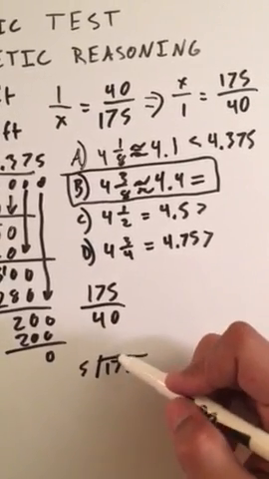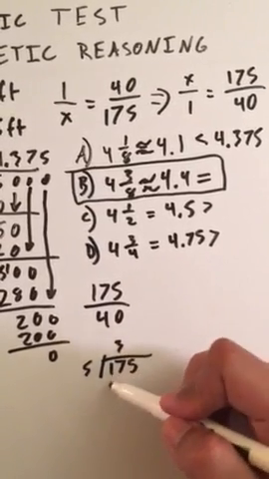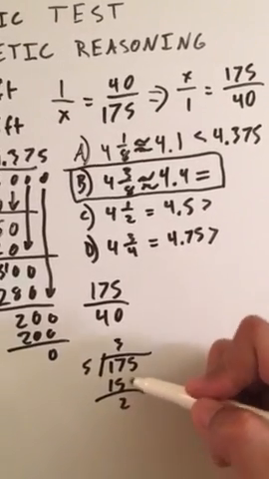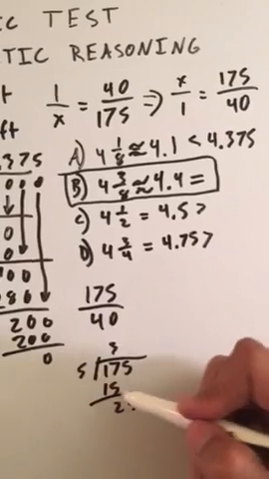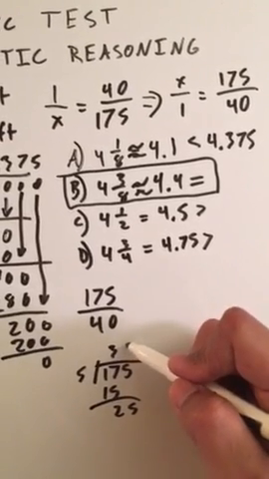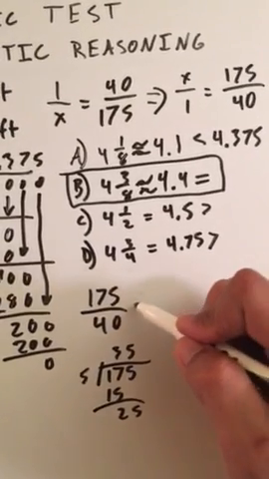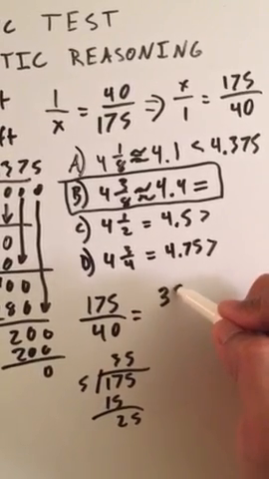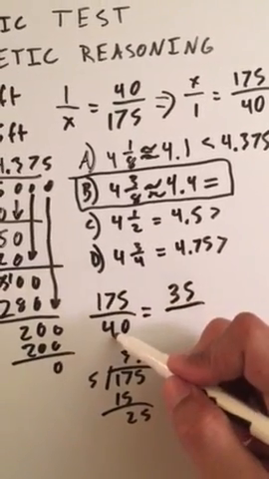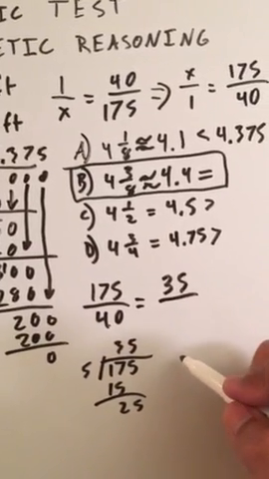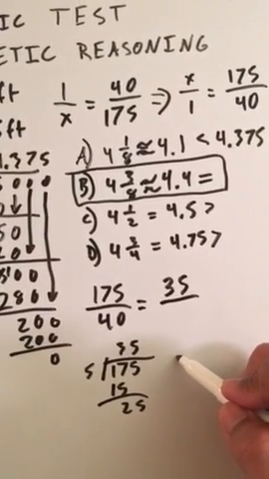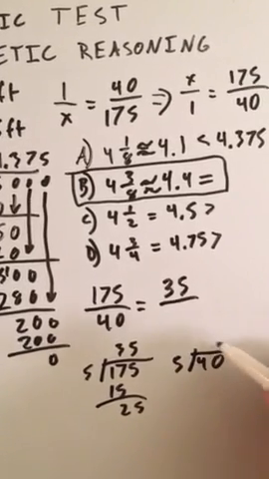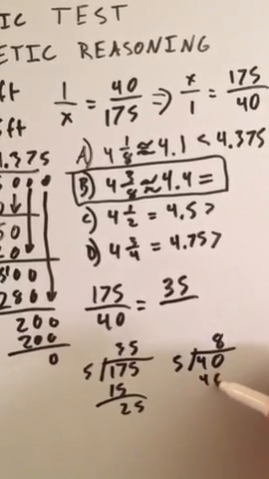Well, 5 times 3 is 15. 17 minus 15 is 2. Bring down the 5. 5 times 5 is 25. So we know that we have 35. And 40 divided by 5, I'm going to go ahead and do that for you, it's 8. 5 goes into 40 8 times.